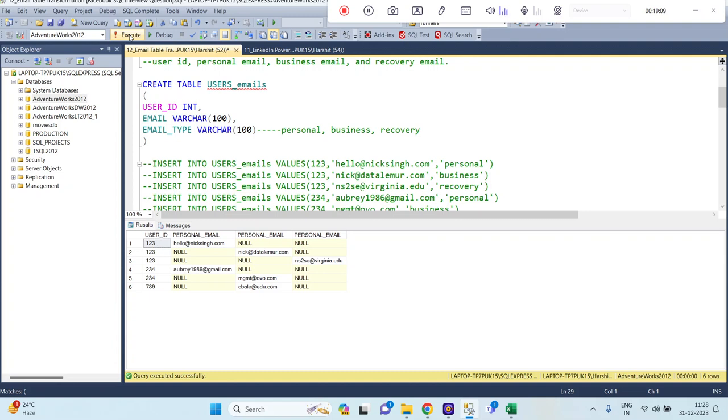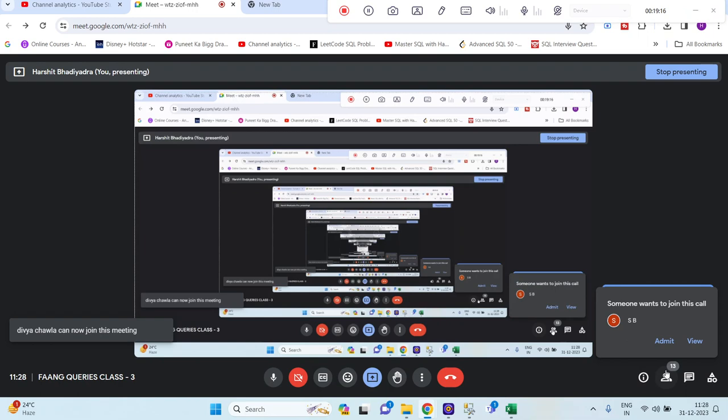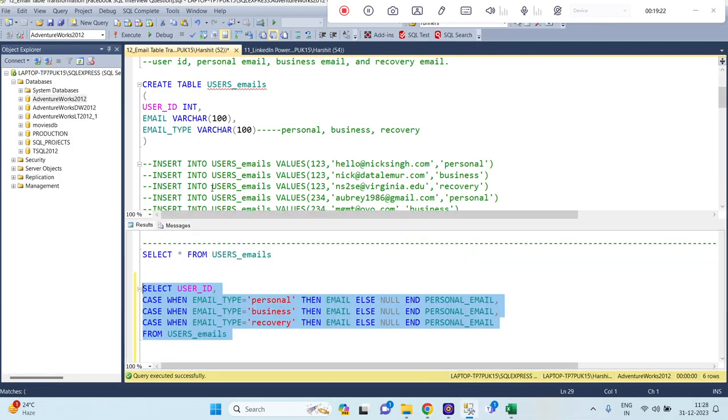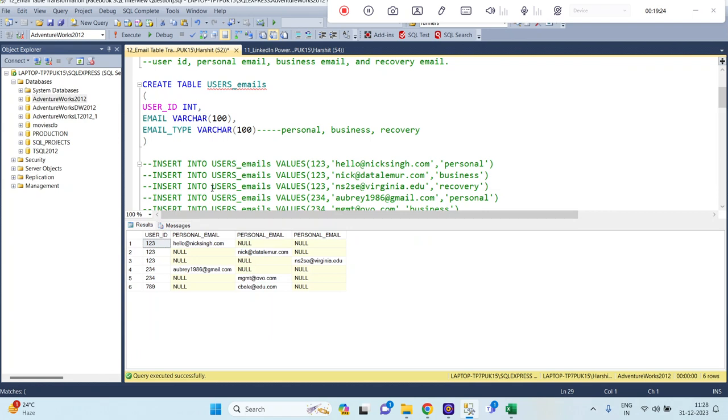Sir, it is coming in different rows. It should come in one row. Okay, perfect. Now for that, what we need to do? It means 1, 2, 3 should be in one row, and all three email addresses should be there. Then 2, 3, 4 in one row, and 7, 8, 9 also in one row, with the respective email addresses. That is our requirement.